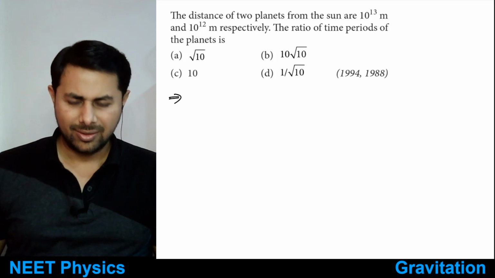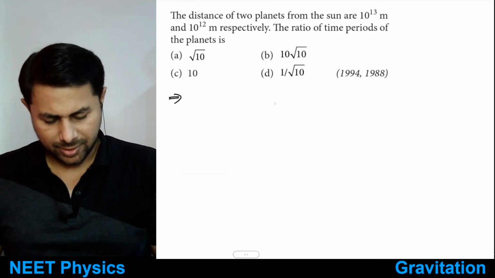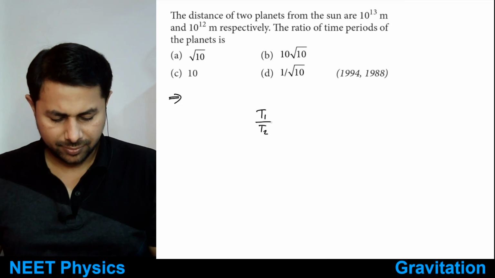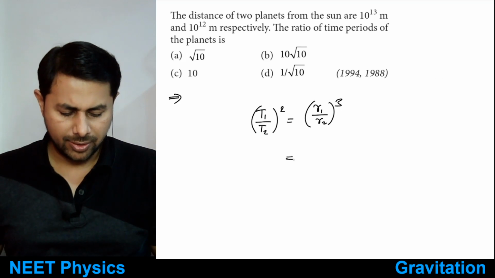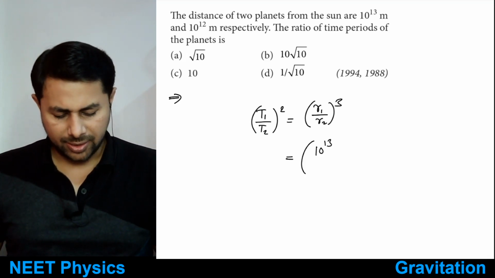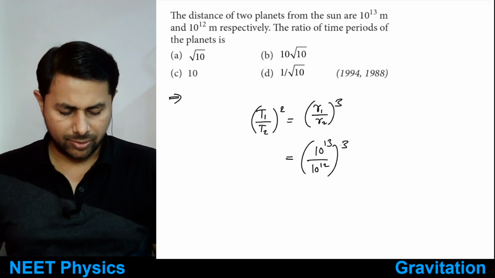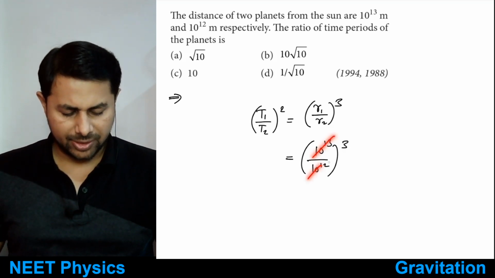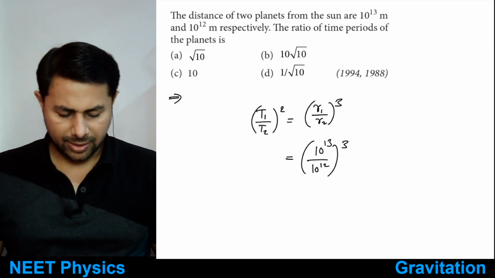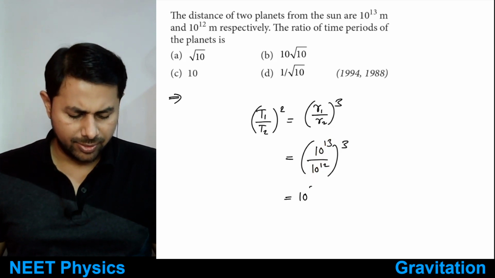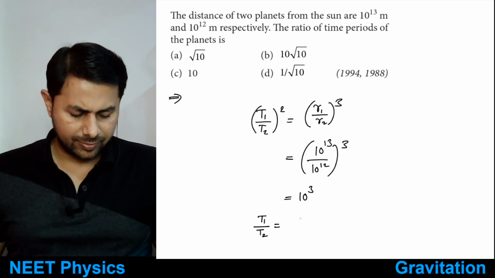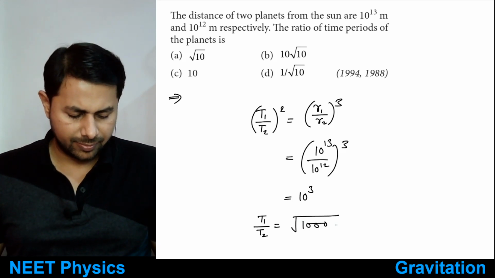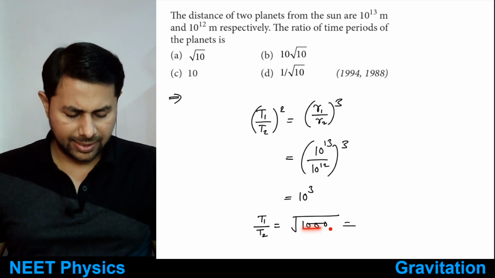Okay, so let's say T1 by T2. T1 by T2 square is equal to R1 by R2 cube, and R1 is 10 raised to 13, R2 is 10 raised to 12, you have the cube of that. So that means 10 cube. So T1 by T2 square is 10 cube. Take the square root of that. So T1 divided by T2 is equal to the square root of this thing, the square root of 1000 you can say. That is equal to 100 times 10.